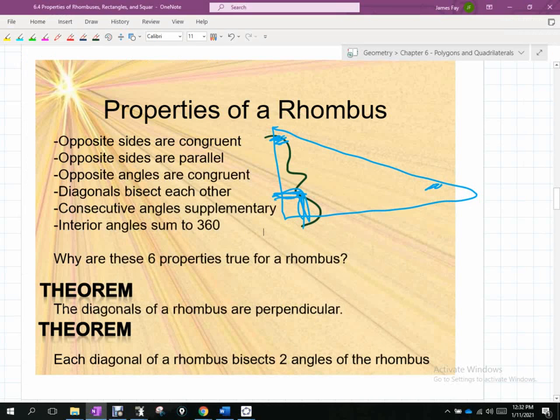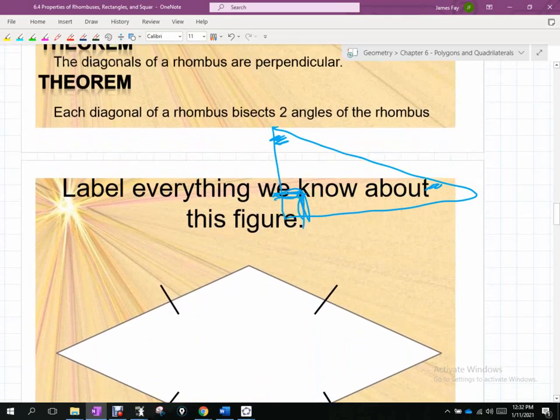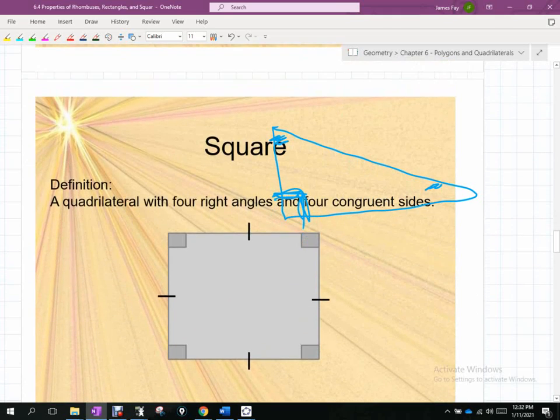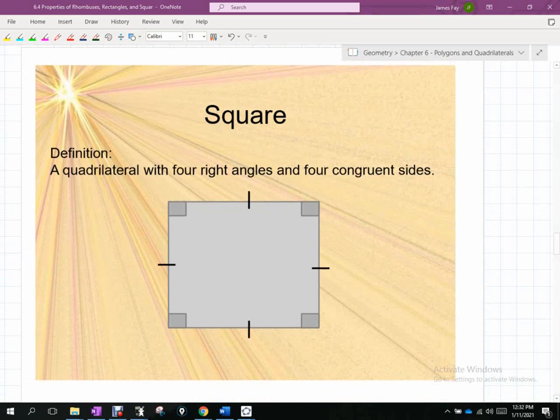Okay, so now the next shape. Lots of different ways we could define this. It's a quadrilateral with 4 right angles. What do you know about opposite angles? They're the same. So if both pairs of opposite angles are the same, the quadrilateral is a parallelogram.